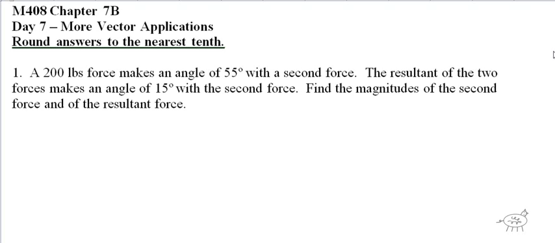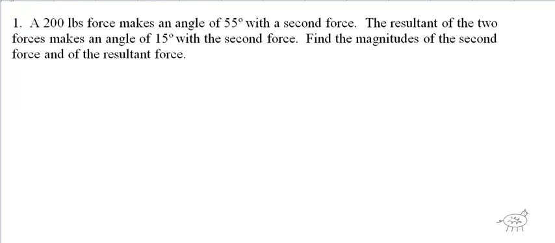So let's do it. First problem, a 200-pound force makes an angle of 55 degrees with the second force. If you remember when we drew this one, this is going to be another parallelogram. This is your 200-pound force, which is your first force, and it makes a 55-degree angle with the second force. And the resultant of the two forces makes 15 degrees, so let's draw a parallelogram here.